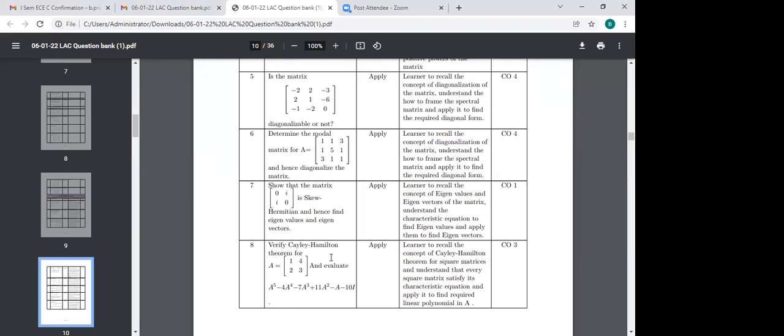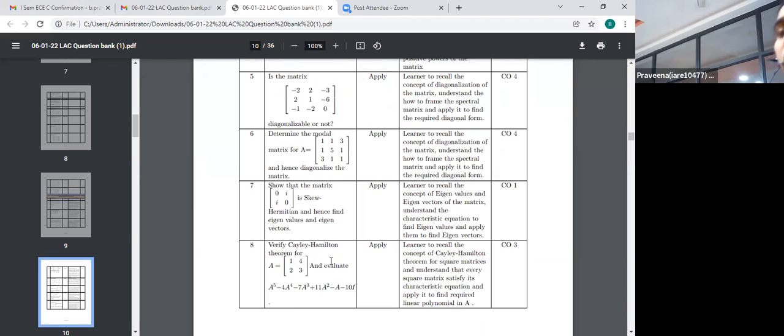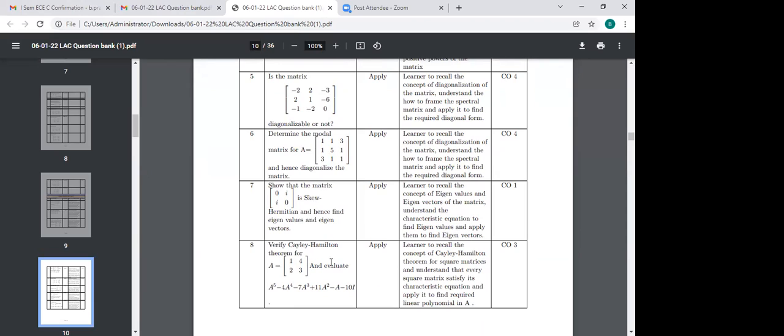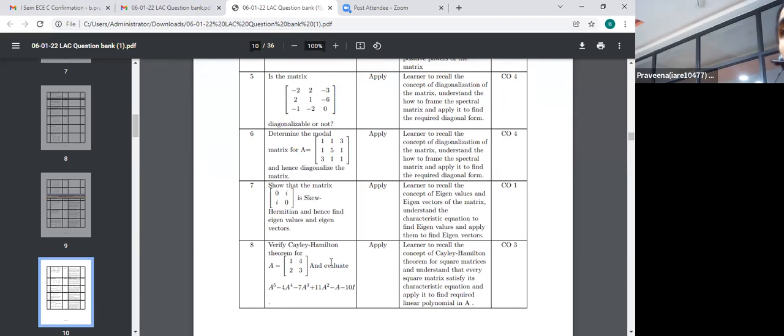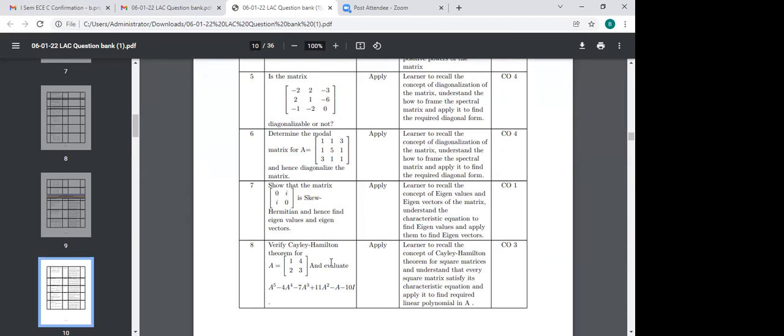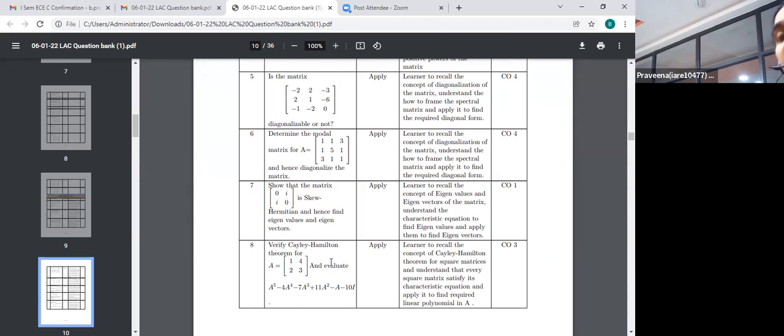Yes, ma'am. What is the skew Hermitian matrix condition? A power theta is equal to A, right? And what about the diagonal elements for the Hermitian, skew Hermitian? Here the question is skew Hermitian. Skew Hermitian means A power theta is equal to minus A, right? And the diagonal elements are either zeros or purely imaginary.